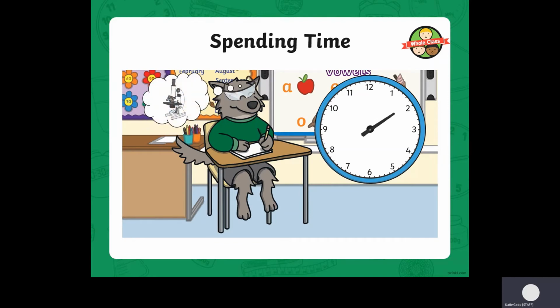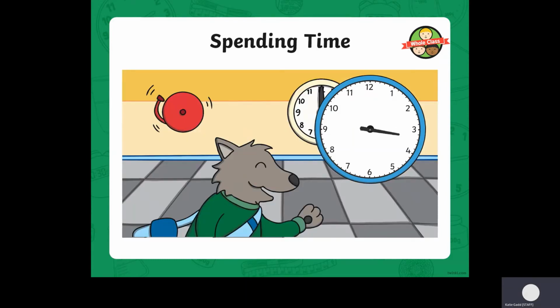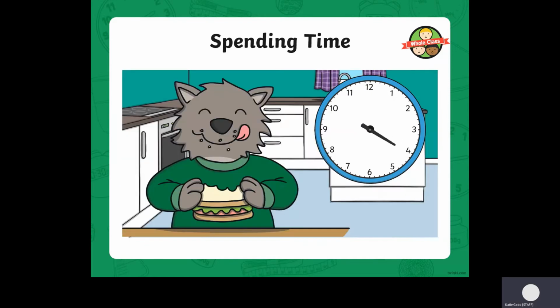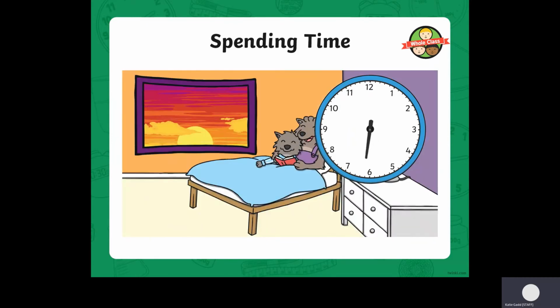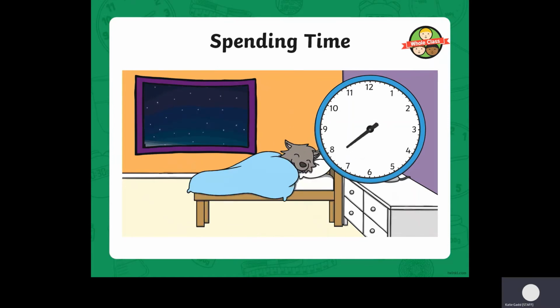So a little bit of science here. 1 o'clock, 2 o'clock, going towards 3 o'clock, home time. Moving towards 4 o'clock, having a snack at home. 5 o'clock, maybe dinner, brushing your teeth, getting ready to go back to bed. Maybe reading a story, and you can see the sun is now setting. 7 o'clock, bedtime, snuggled up nicely in bed. 8 o'clock, back to sleep. 9, 10 o'clock, 11 o'clock, and 12 o'clock. Back to the beginning again.